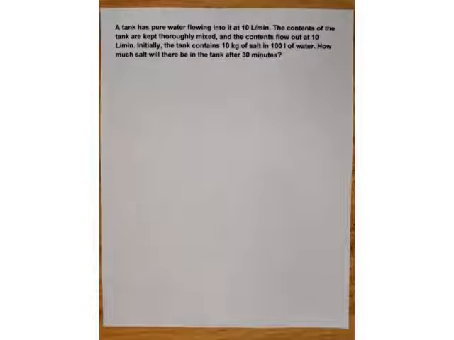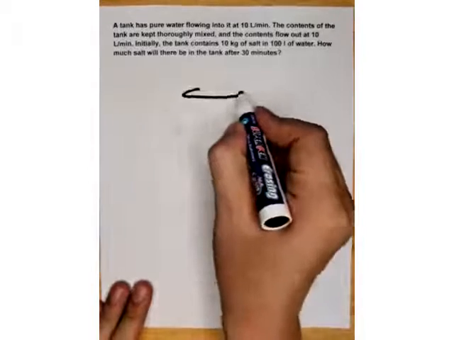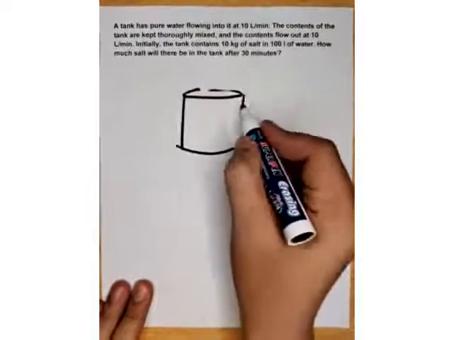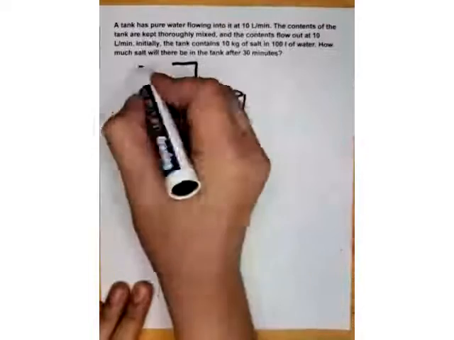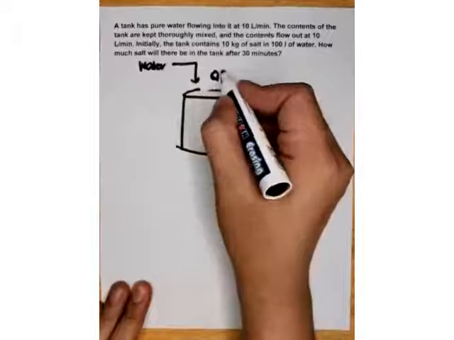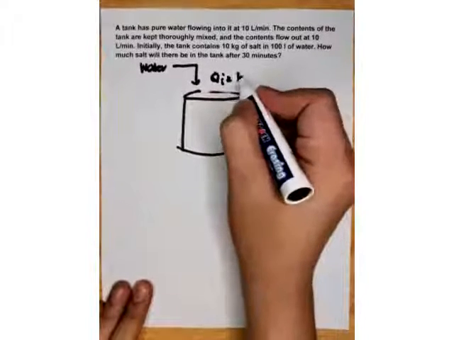Ayan. So, a tank has pure water flowing into it at 10 liters per minute. The contents of the tank are kept thoroughly mixed. And the contents flow out at 10 liters per minute. Okay, so mag-drawing muna ako. So, we have a tank. Okay, and then water, pure water enters it at a rate of 10 liters per minute.